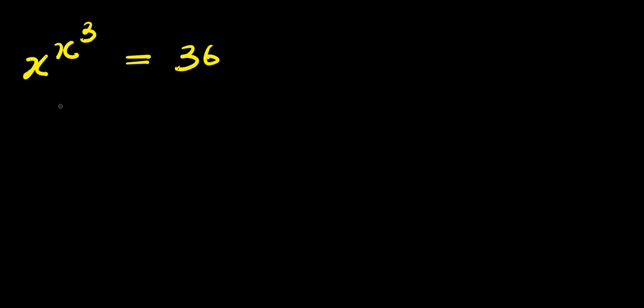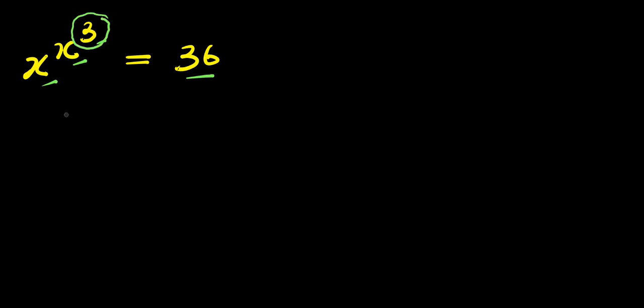Hello, we have this exponential problem. We have x to the power of x to the power of 3, and this equals 36. We are solving for the value of x that satisfies this equation. Now, what we are going to do is to observe the fact that we have 3 right here.